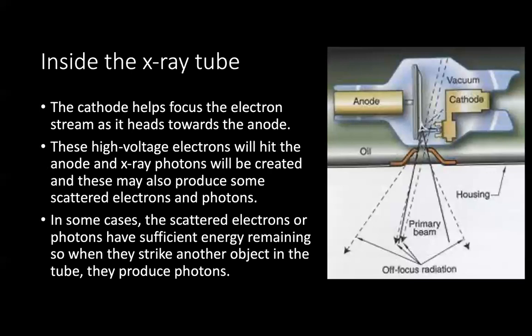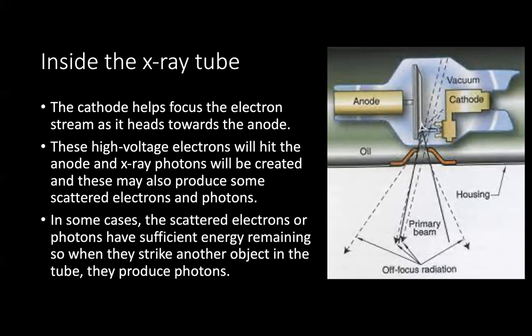Inside the X-ray tube, the cathode helps focus the stream of electrons as they head toward the anode. These high-voltage electrons will hit the focal spot on the anode, and X-ray photons will be created. This will also cause a scatter of electrons and photons with sufficient energy so that when they strike another object in the tube, they will create photons.